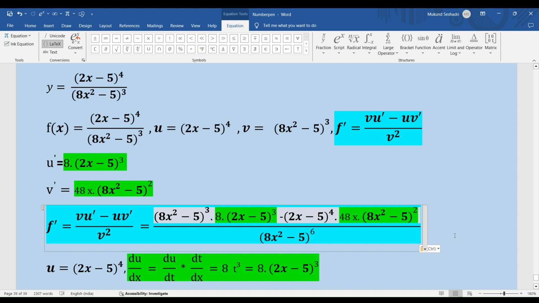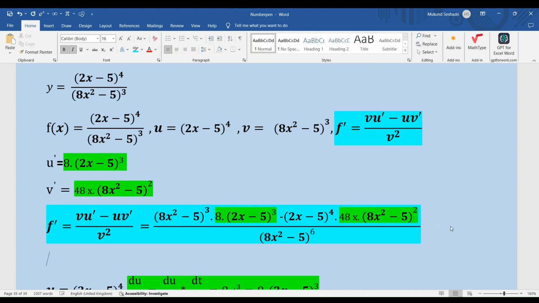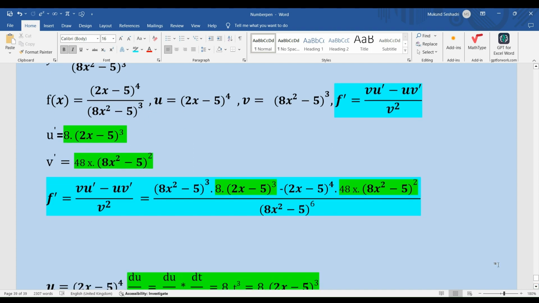Now, before we go to the next step, I want you to observe this very closely and see what those common factors are that we have, right? I see that I have an 8x squared minus 5 the whole power 6 in the denominator, and I still have an 8x squared minus 5 expression in the numerator, right? So I can pull out an 8x squared minus 5. What is it that I can pull out? I have an 8x squared minus 5 whole cube in the first part of the numerator, and then I have an 8x squared minus 5 the whole square in the second part of the numerator, right? So I'm referring to this term.